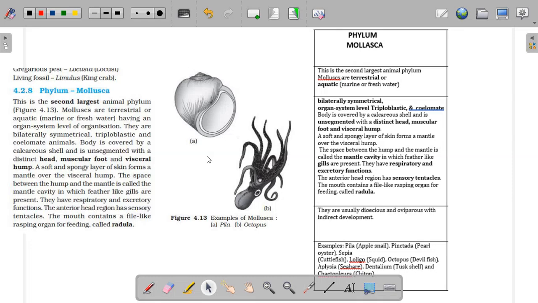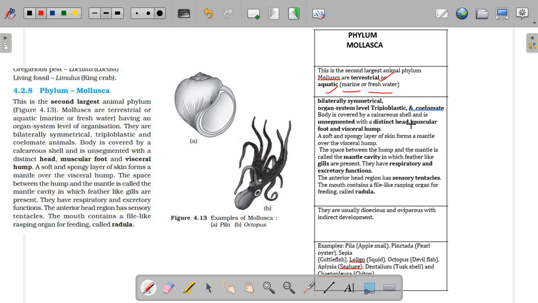Dear students, this is the next phylum that is called Mollusca. This is the second largest phylum, and you can see the places where they live: they even live on the land as well as aquatic. Both marine forms as well as freshwater forms are available.